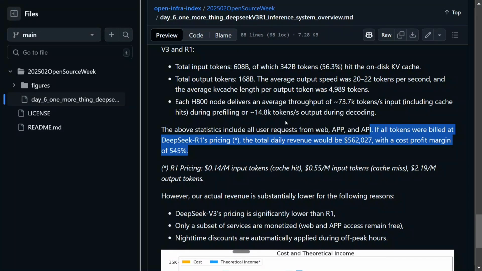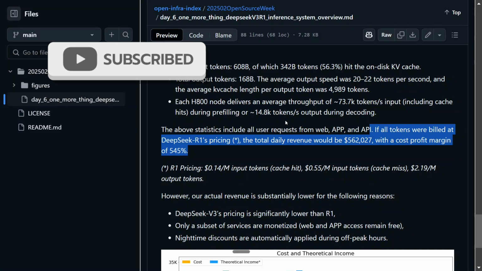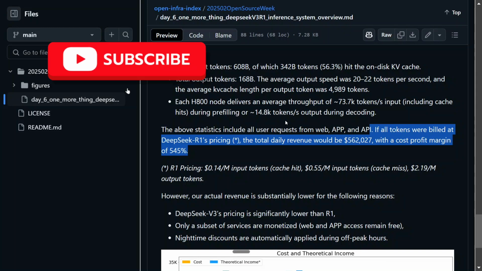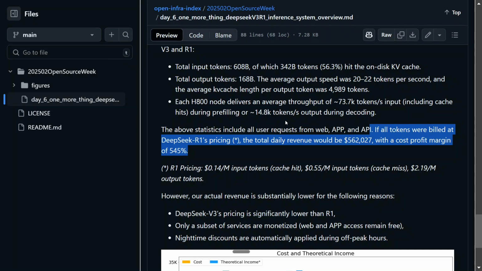So, hi everyone. Just yesterday, DeepSeek released a report stating that they are making a theoretical 545% cost profit margin. This is a humongous and staggering number, given they have such a low cost and free services as well. But there is a catch. They have very clearly mentioned that this is a theoretical profit margin.